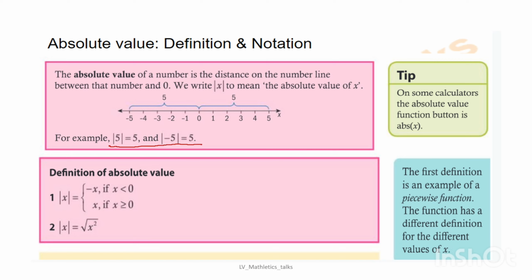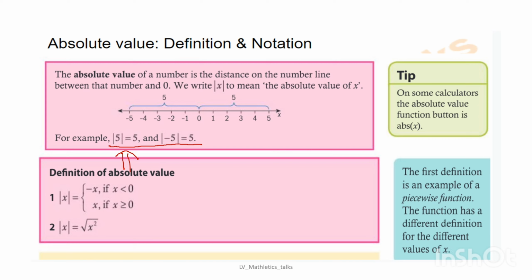Okay, so now let's see the definition of absolute value. This definition is called a piecewise function. We will try to find out how we got absolute value of 5 as 5, or how we got minus 5 absolute value as 5. Let us apply this definition now.